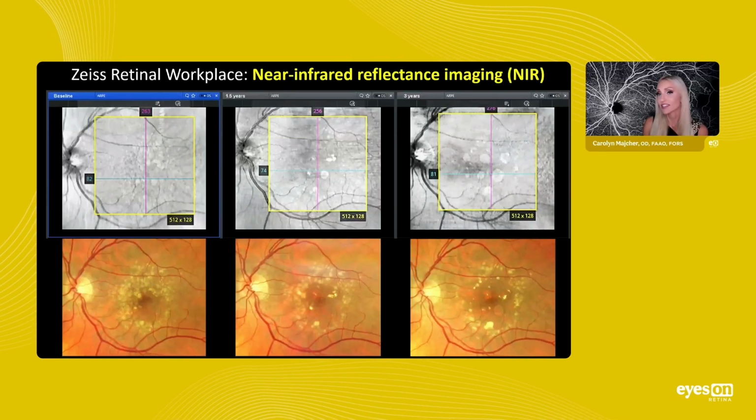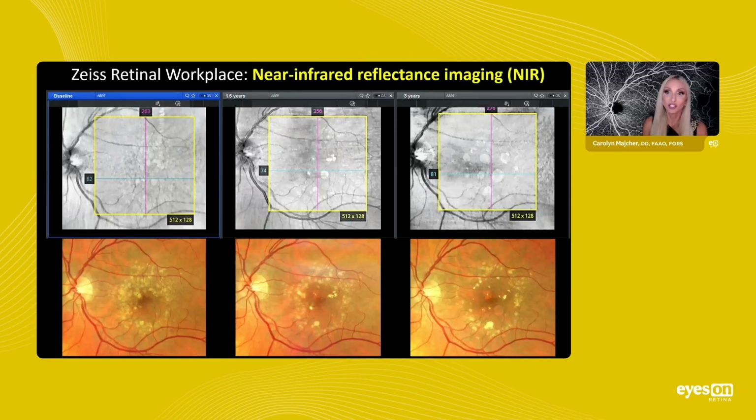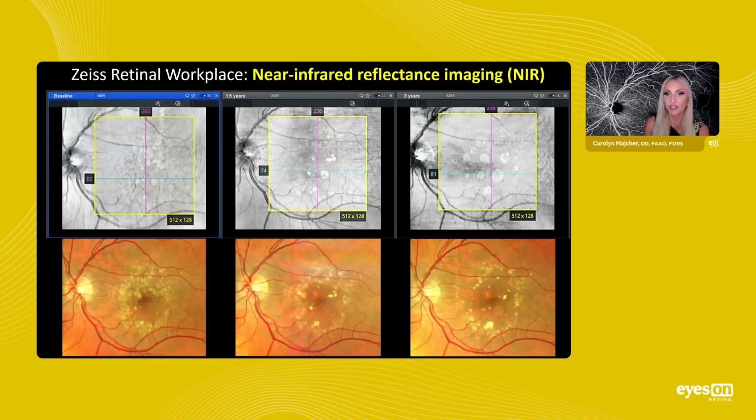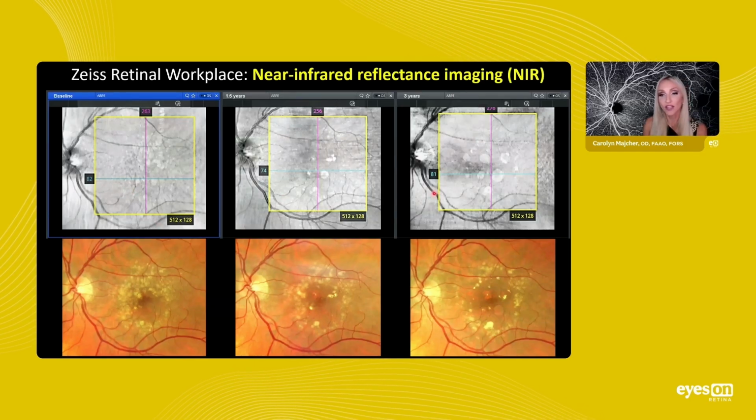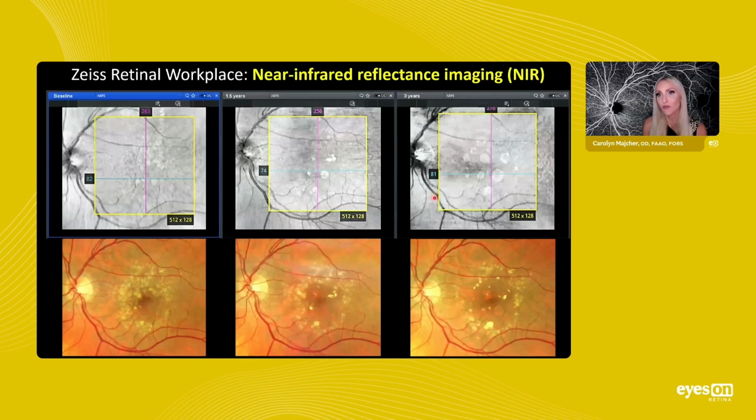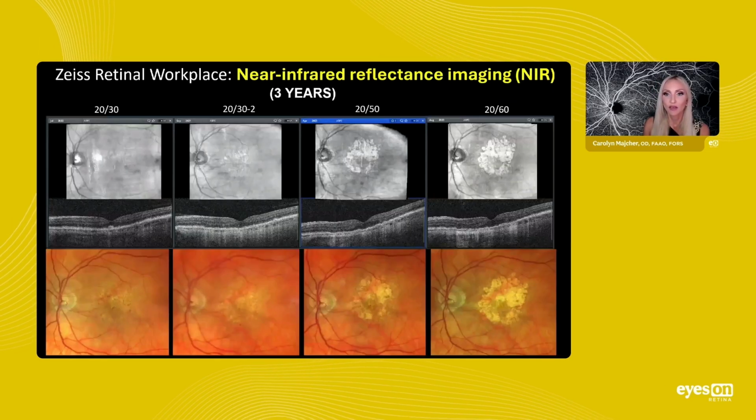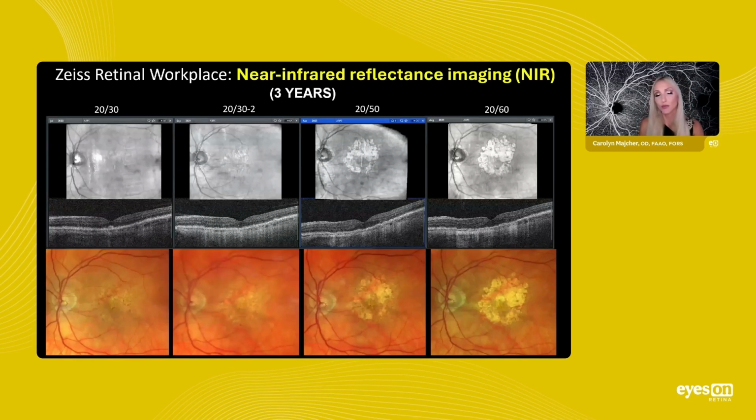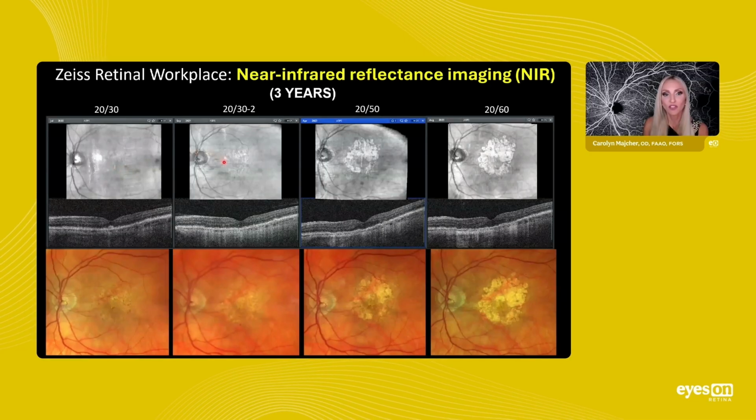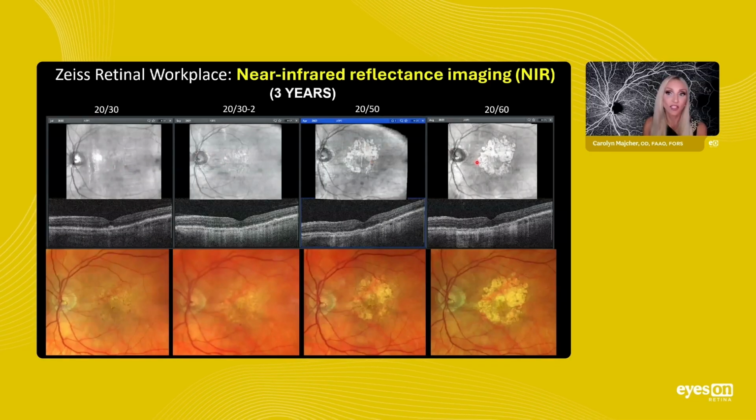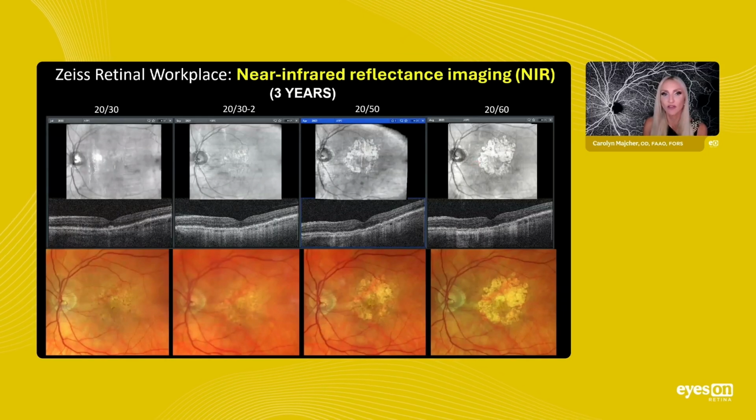Near-infrared reflectance imaging is another great way to monitor geographic atrophy progression, in addition to that sub-RPE slab that I showed you guys. And we can also visualize these serial near-infrared reflectance images across time in ZEISS Forum very nicely in this retinal workplace. Here's another patient, a different example, but I just wanted to highlight the utility again in ZEISS Forum, how we can visualize these near-infrared reflectance images over time in order to help us track progression of geographic atrophy.